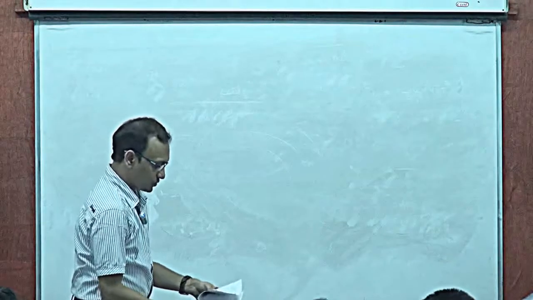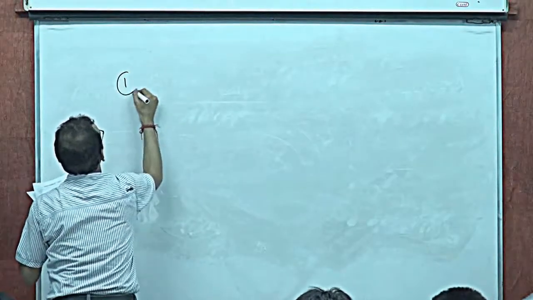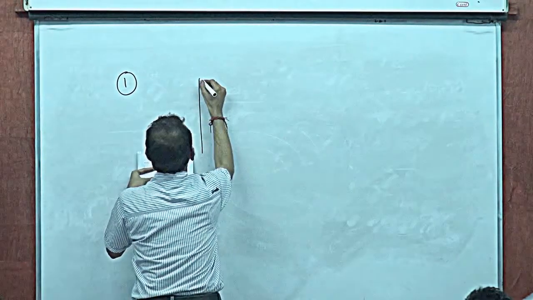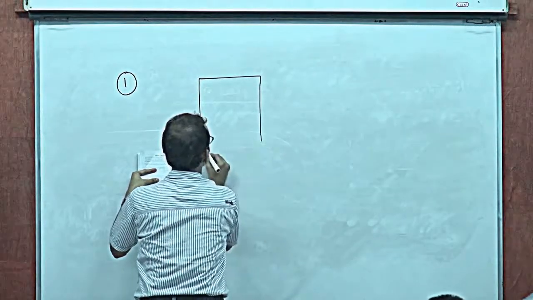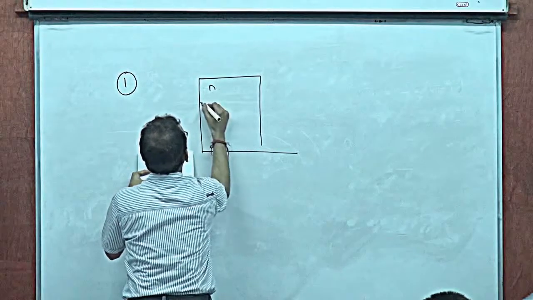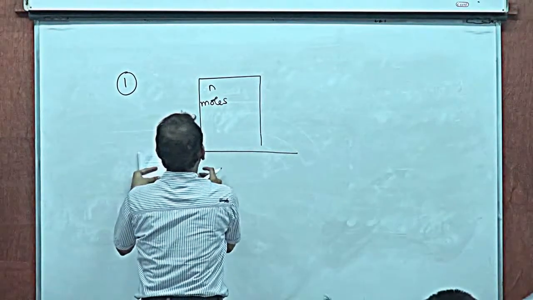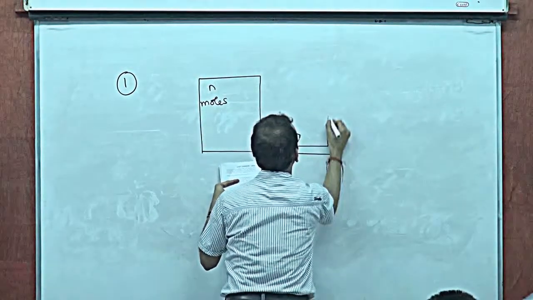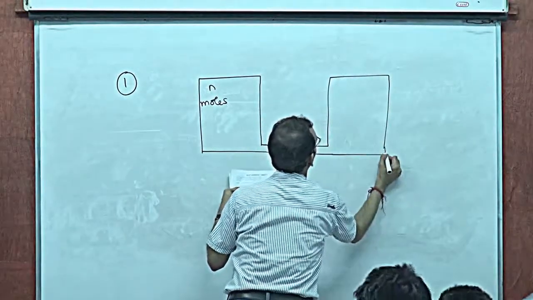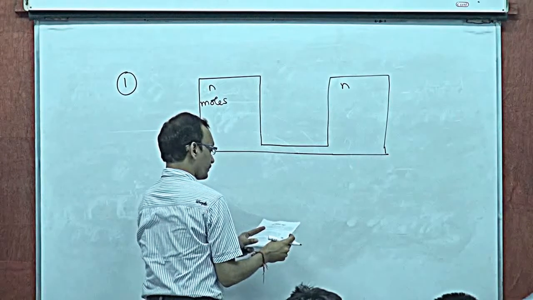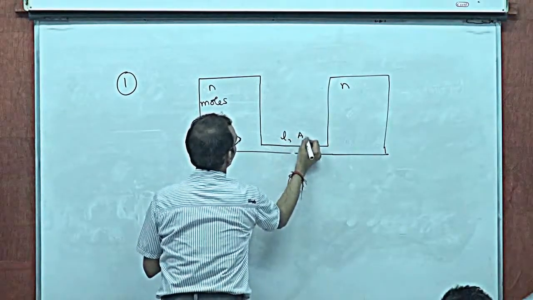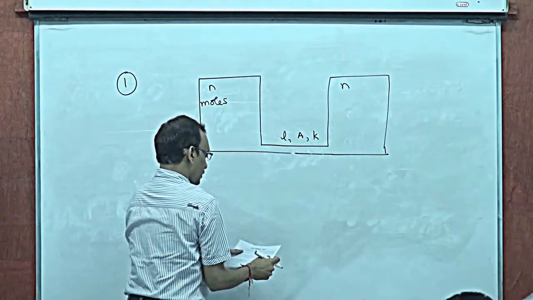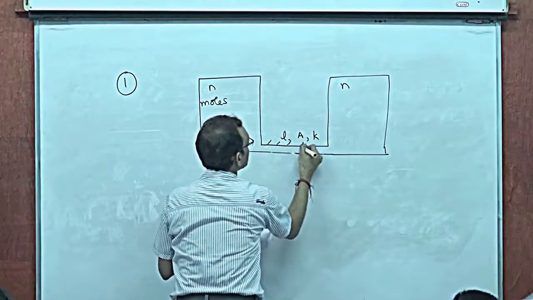Refer to sheet 1. Let's look at problem 1. Two thermally insulated vessels, each containing n moles of an ideal monoatomic gas, are interconnected by a rod of length L, area of cross section A and thermal conductivity K, and the lateral surface is lagged.